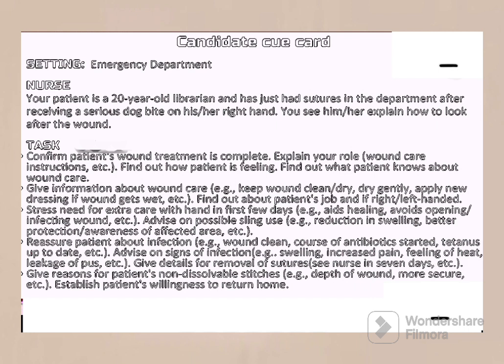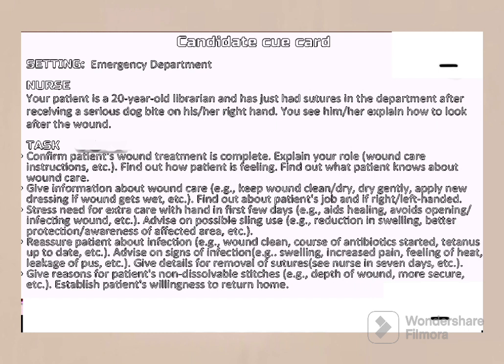So the next task is to give information about wound care. Keep the wound clean, gently dry, and apply a new dressing if the wound gets wet. Find out about the patient's job and if right or left-handed. So we can tell like this. Well, Mr. James, please take care of your wound and keep your wound always clean and dry. You can apply a new dressing if it gets wet. Are you getting my point? Like that you can ask.